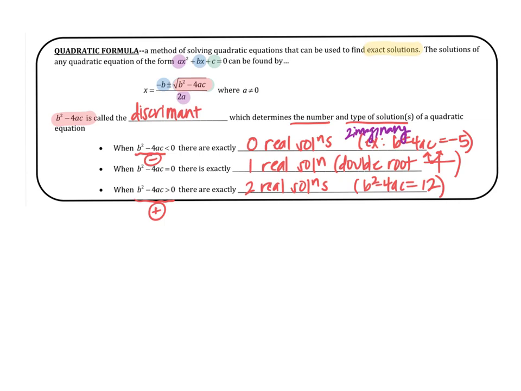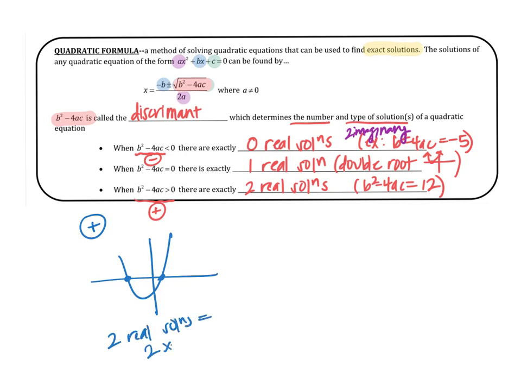So I'm going to sketch this down here. Big idea: if my discriminant is positive, that means I'm going to have 2 real solutions, meaning I'm going to have 2 x-intercepts. So this is 2 real solutions, which equals 2 x-intercepts.